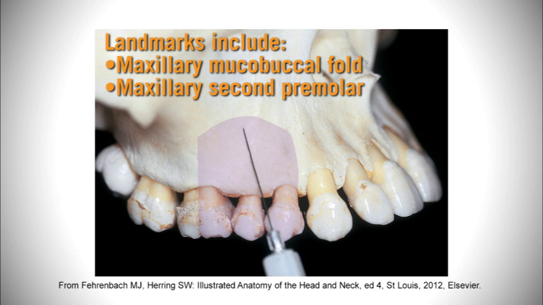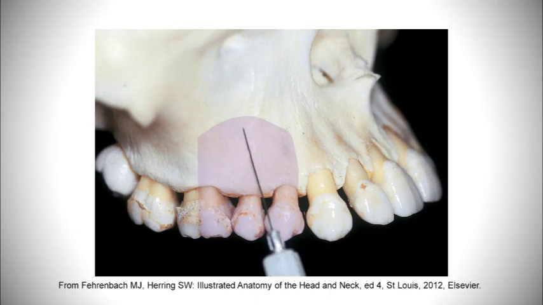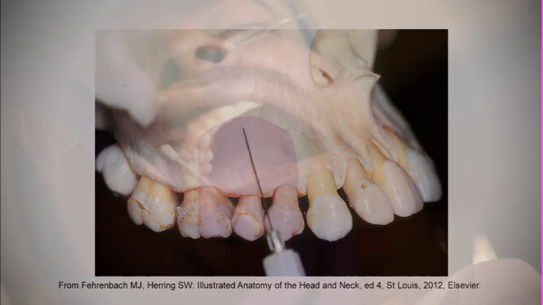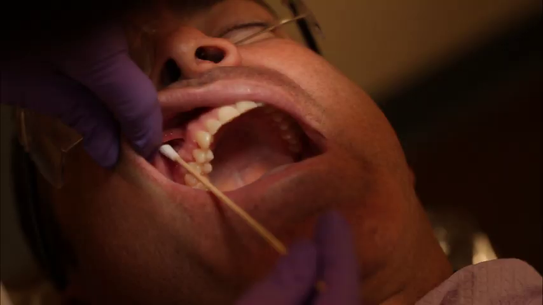The landmarks for this injection are the maxillary mucobuccal fold and the maxillary second premolar. The deposit location or target area for the MSA block is the middle superior alveolar nerve at the apex of the maxillary second premolar. The needle insertion point or injection site is the height of the mucobuccal fold at the apex of the maxillary second premolar. You will insert the needle into the mucobuccal fold until you locate its tip superior to the apex of the maxillary second premolar without resistance or bony contact.